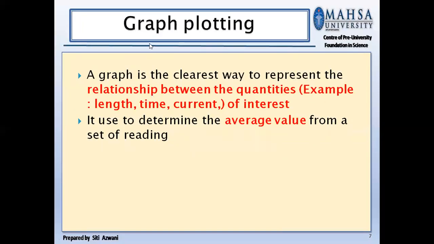Okay, graph plotting. A graph is the clearest way to represent the relationship between quantities. For example, you have quantities like length, time, or current, and you want to show the relationship between one variable and another, between one quantity and another quantity. Or you want to see the relationship between the voltage versus the current.